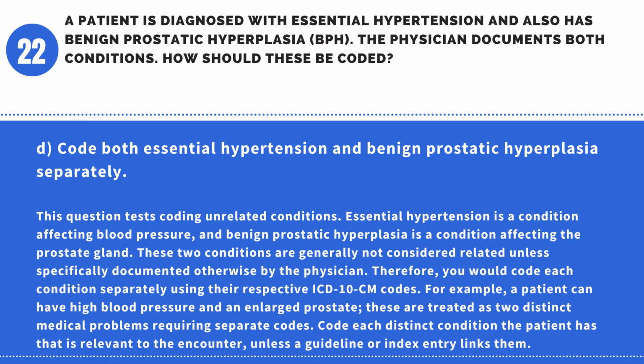For example, a patient can have high blood pressure and an enlarged prostate. These are treated as two distinct medical problems requiring separate codes. Code each distinct condition the patient has that is relevant to the encounter, unless a guideline or index entry links them.